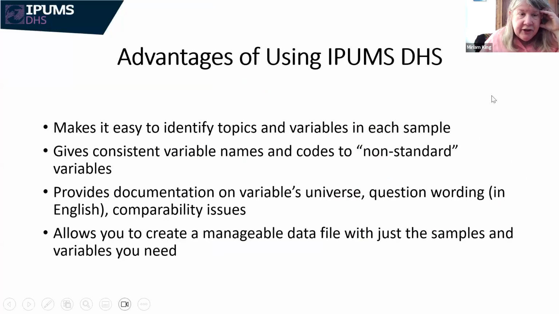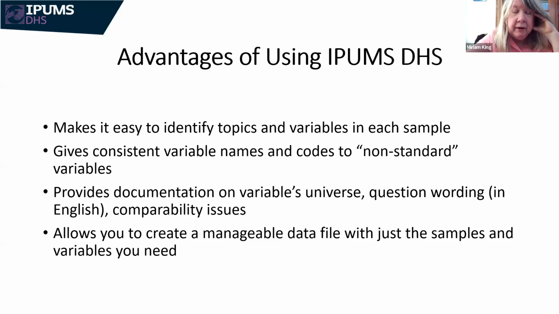So, some advantages of using IPUMS DHS rather than the original DHS files. It makes it easy to identify the topics and variables included in each sample rather than leafing through hundreds of pages of code books and taking notes. It gives consistent variable names and codes. Now, you may know that there are some standard variables already in the DHS data files. For example, women's age is always given the same variable name.